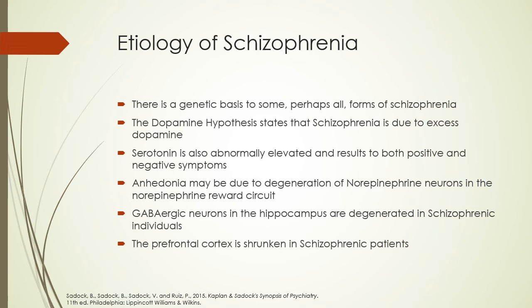Thus, the flagrant positive signs and symptoms: hallucination, delusion, disorganized thought and speech, and disorganized behavior. All of this is because certain regions of the brain are not inhibited enough. And why are they not inhibited? Because GABA neurons have degenerated in schizophrenic individuals.